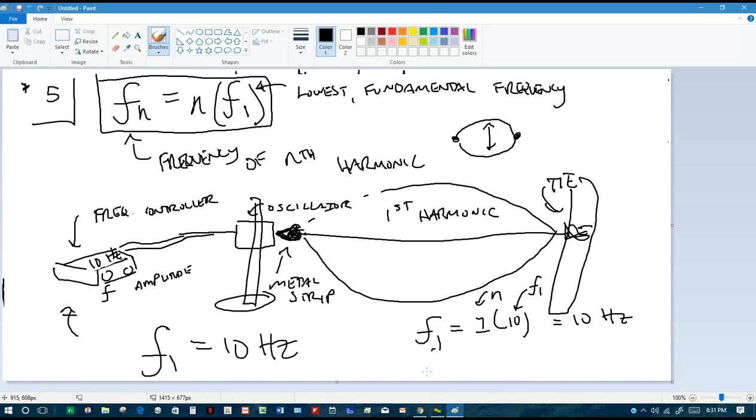Then I say, okay, students, what will the frequency of the second harmonic, F2, be? 2 times 10 would be 20 hertz. Exactly. You see how nice and easy that is? What will the frequency of the third harmonic be? 30 hertz. And what will the frequency of the 10th harmonic be? 100 hertz. And so kids are amazed by this. Heck, I'm amazed by it.